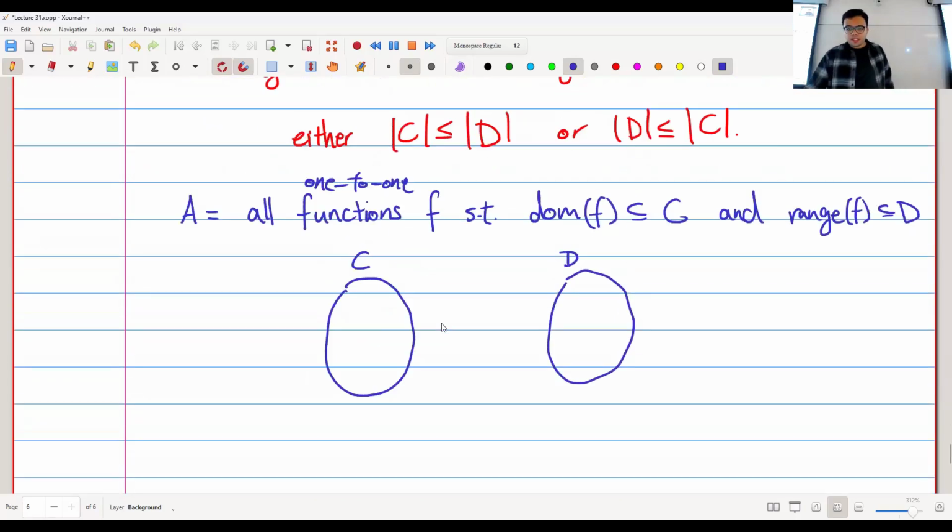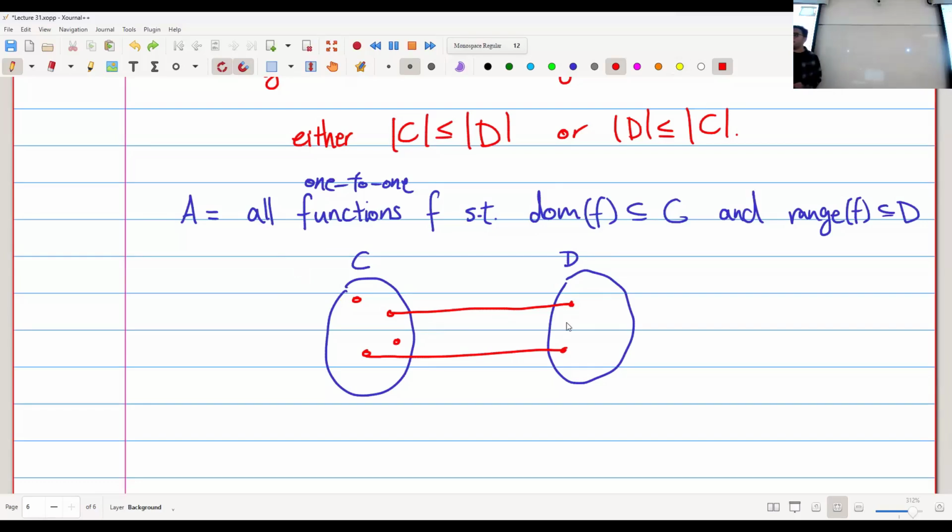Remember, every function was basically a bunch of edges in this graph, right? With the condition that every vertex in C is going to have a degree of at most 1. It cannot have a degree of more than 1, but maybe there is a vertex in C that is not in my domain, so it has a degree of 0. And I don't care about the degrees of the vertices in D, they can have any degree, right? But now I'm saying I want to look at all one-to-one functions. So that means that I'm looking at graphs where the degree of every vertex in C is at most 1, and the degree of every vertex in D is also at most 1. But I can have degree 0.